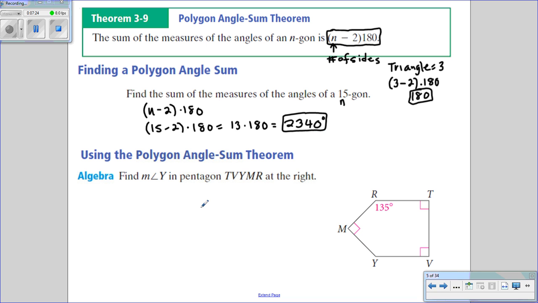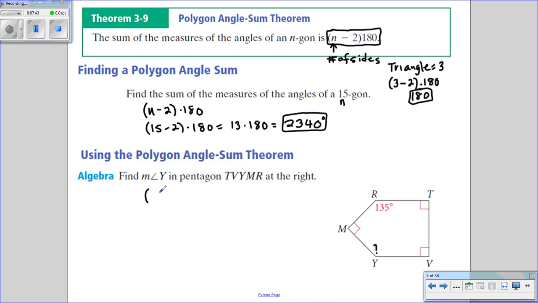Let's try another example. In this example it says find the measure of angle y in the pentagon TVYMR at the right. Okay, so I'm looking for this angle right here. Now, first thing I need to do is figure out what all of these angles add up to.